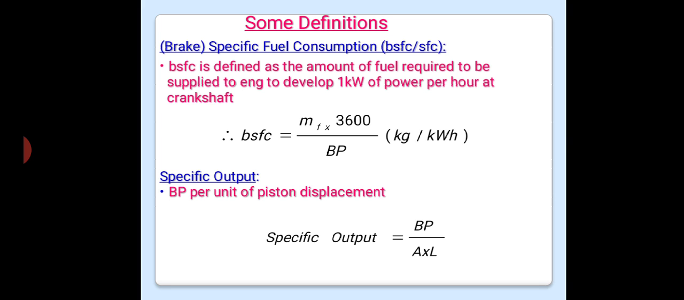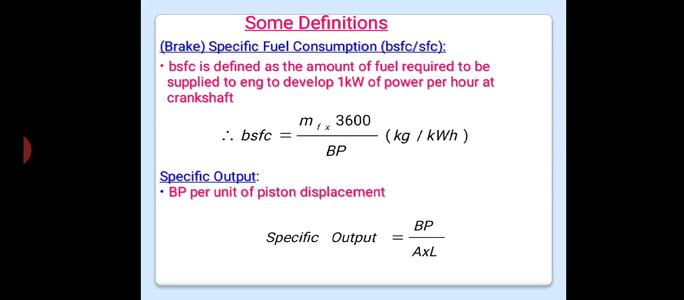In the same manner, we can calculate ISFC. It is indicated specific fuel consumption. In this formula, in place of brake power, we have to substitute indicated power. So the formula becomes ISFC is equal to mf into 3600 upon IP in terms of kg per kilowatt hour.